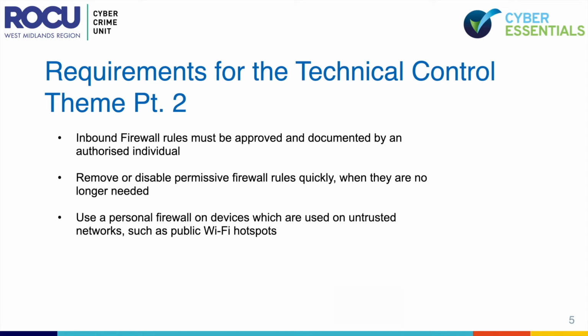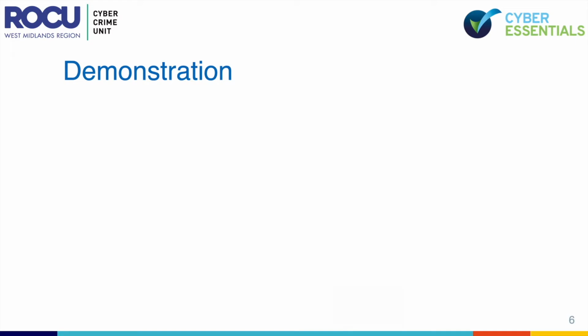Finally, the applicant must use a host-based firewall on devices which are used on untrusted networks, such as public Wi-Fi hotspots. We will now show a demonstration of how to set up and configure a firewall rule. It's important to remember we will be using Windows 10 to show this, and other operating systems' methodology for a firewall rule implementation may vary.